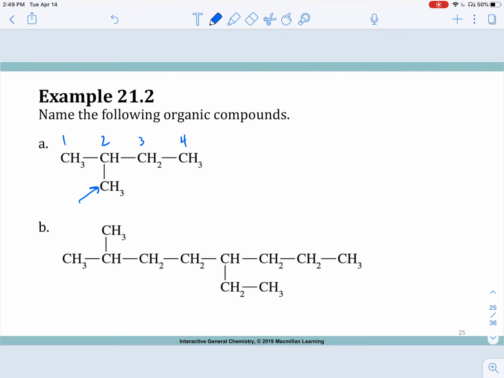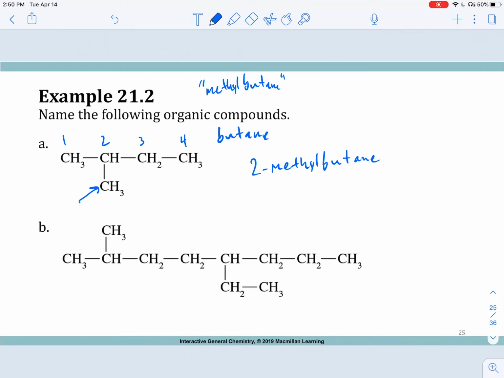So I'm going to call this, first of all, 1, 2, 3, 4. That's but-, so this is a butane. Jot that down. And where is the group? This is a methyl group. It's at the 2 position. So 2-methylbutane. Notice though, this is one of those compounds where I could also just call it methylbutane. But 2-methylbutane is just as correct.